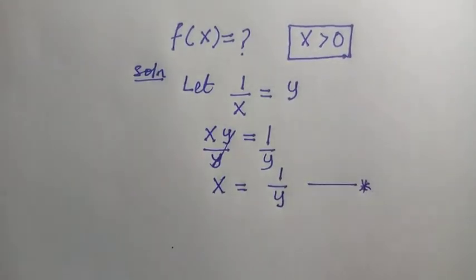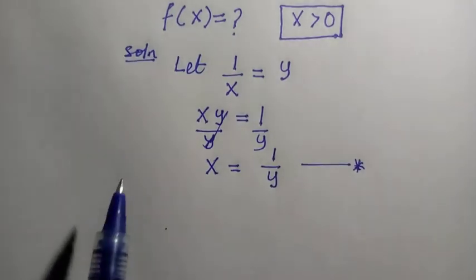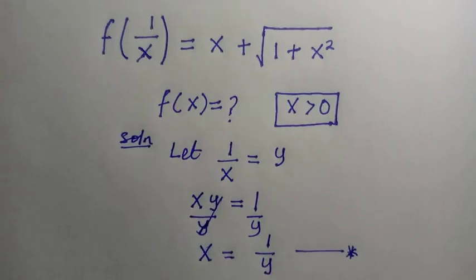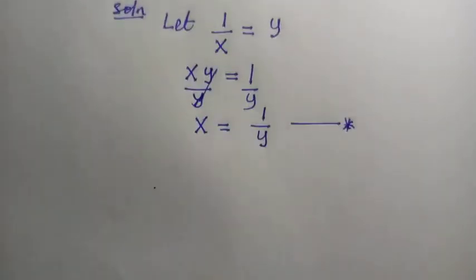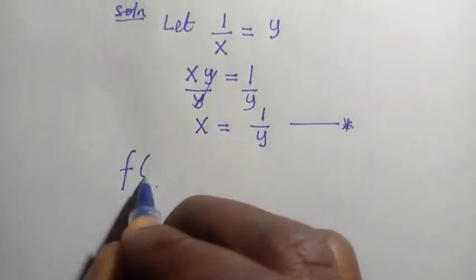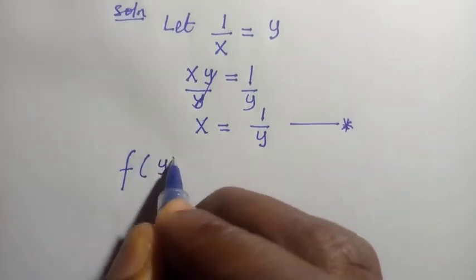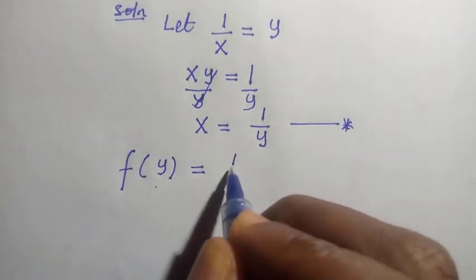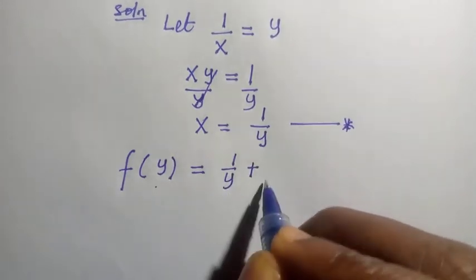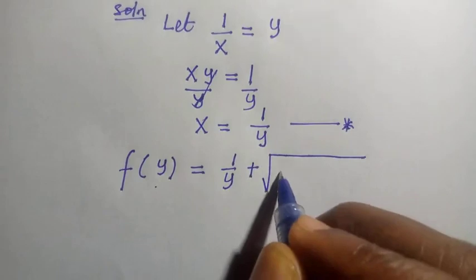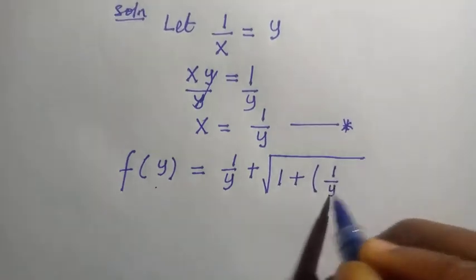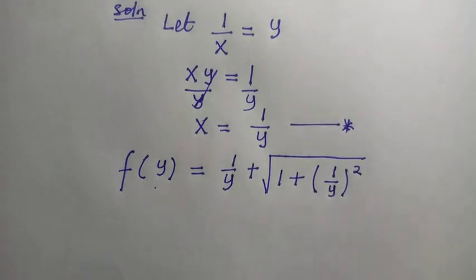So when we do this, it means that anywhere we see 1 over x, we replace it with y, and anywhere we see x, we replace it with 1 over y. So from this, therefore we have f of, instead of 1 over x, we replace it with y, then equals to, so for x also, we are going to replace it with 1 divided by y plus the square root of 1 plus, open bracket, because of square, we create a bracket for this, then 1 over y raised to power of 2.